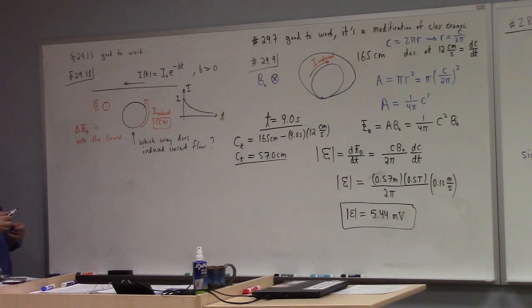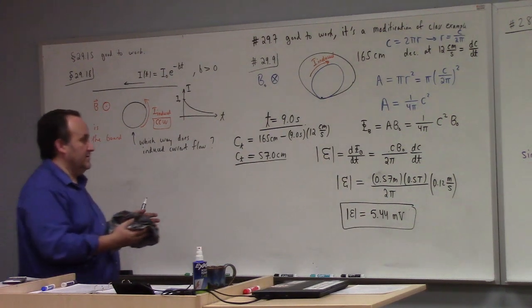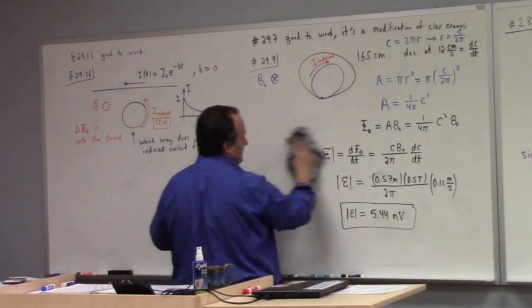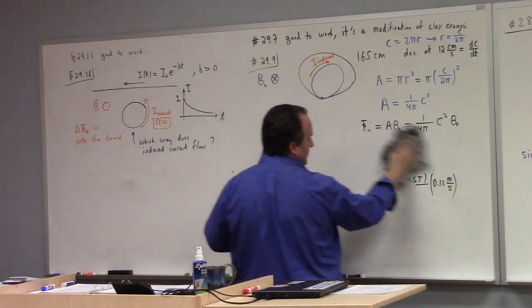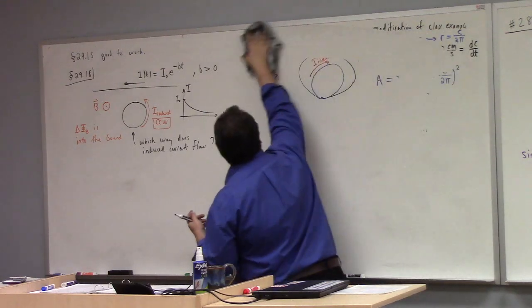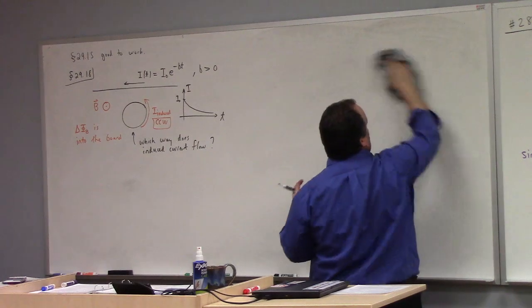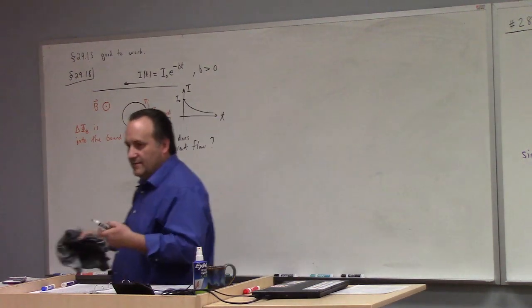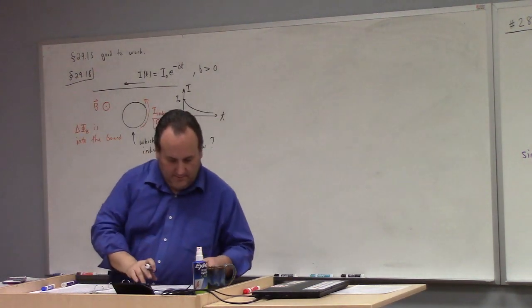Does that make sense? Uh-oh. So we always induce a current in a direction to try to maintain the flux, to try to oppose the change in flux. So let us look at number 15 then. That should help. Okay.